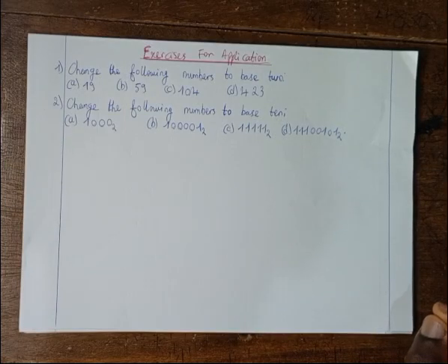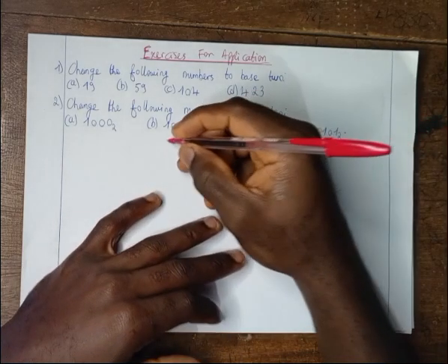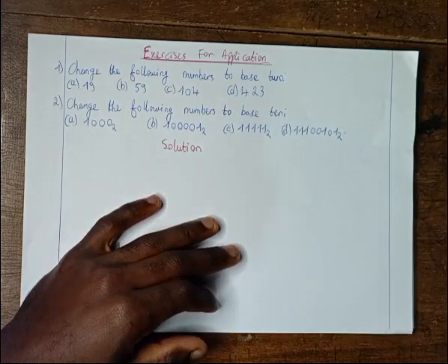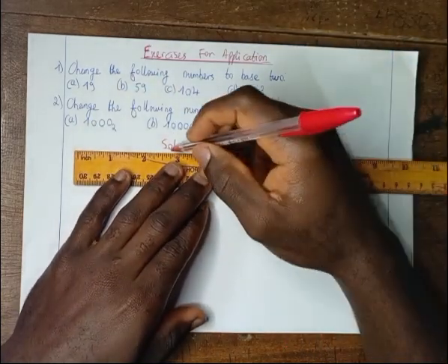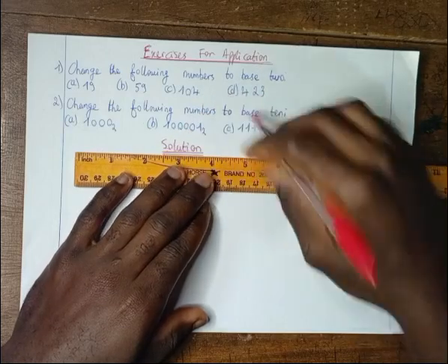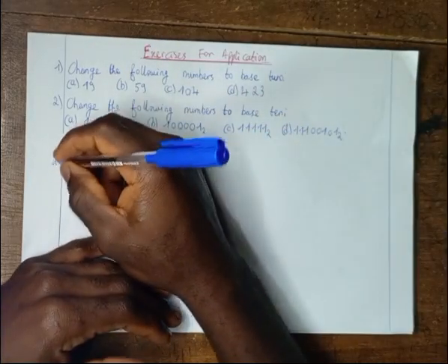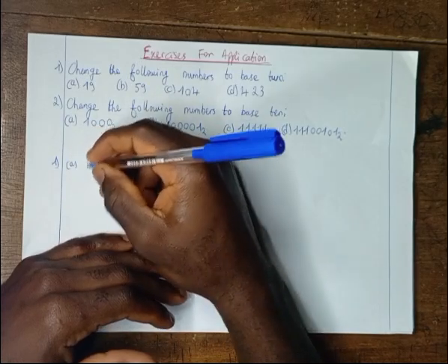We will continue from where we ended last time with the correction of the following exercises for application. We are going to take down the solution. Question 1 says, change the following numbers to base 2. For A, we have the number 19.